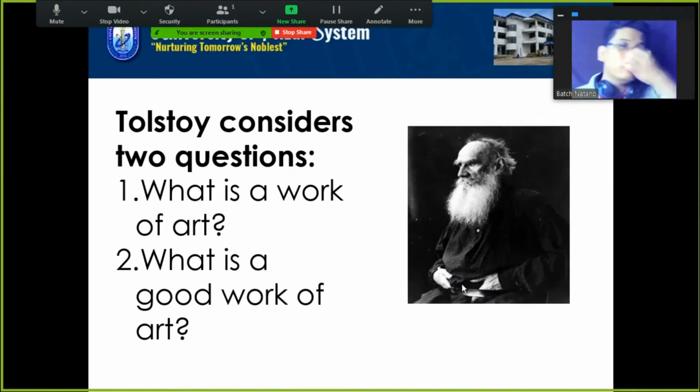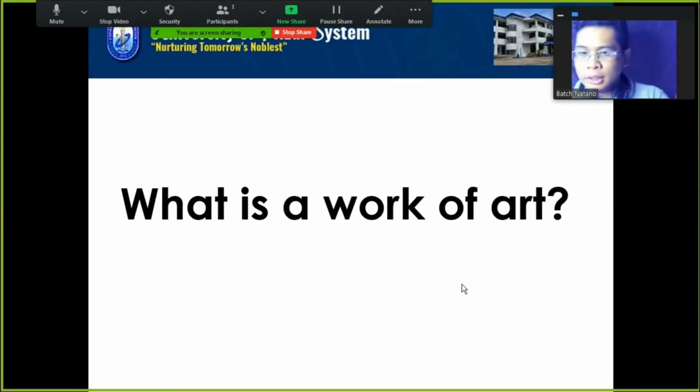Okay, so, ano ba yung nilalaman ng what is art? Okay, so, dalawa lang naman yung gustong patumbukin ni Leo Tolstoy dito. Una, what is a work of art? Pangalawa, what is a good work of art? Okay, tuloy yung dalawang premises na gustong patukuyan ni Tolstoy sa isang sining. Okay, so what is a work of art?